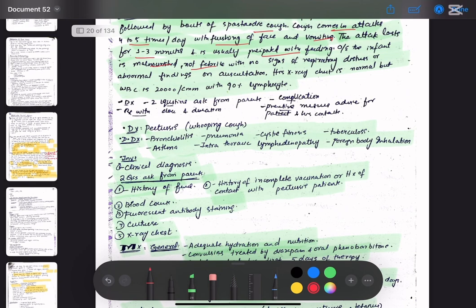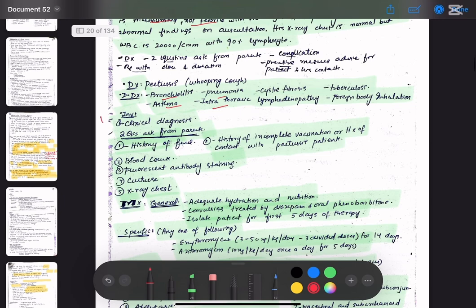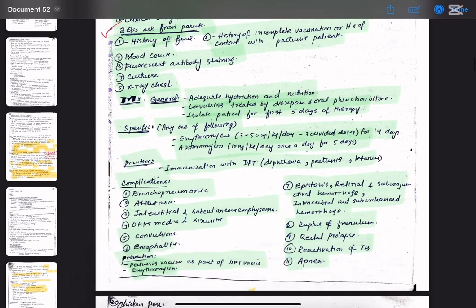So this is the diagnosis, that is pertussis or whooping cough, and the differential diagnoses are the following. And the following investigations are done. And these are the questions that are asked of the patient. General management is adequate hydration and nutrition. In specific, erythromycin and azithromycin are provided, and prevention is done by providing the DPT vaccines. And these are the complications of pertussis or whooping cough.